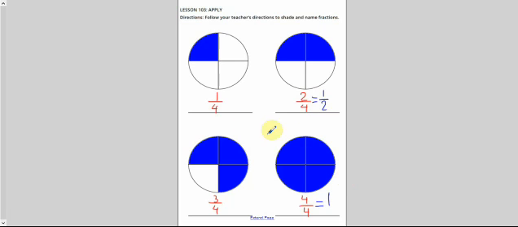So the first one I have a quarter, in the second one I have 2/4 or half, in the third one I have 3/4, and in the last one I have 1 whole, which is 4 out of 4 or 4/4.